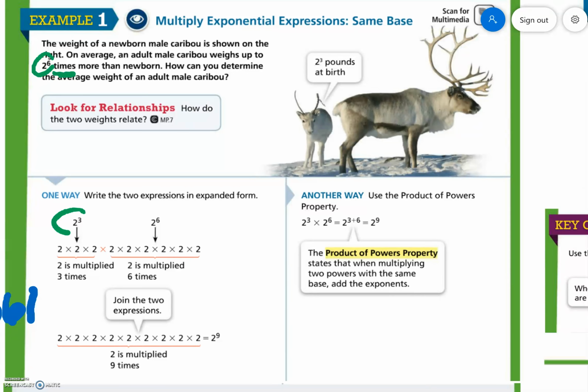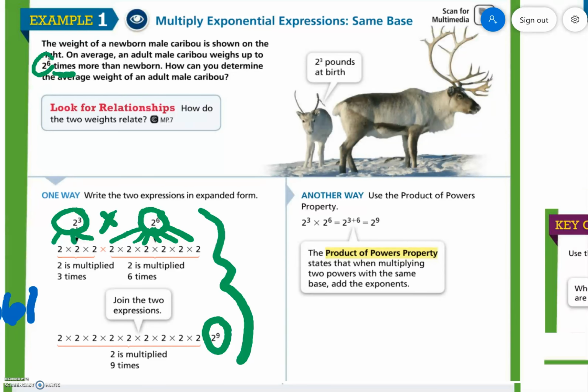So, first we have the weight of the baby. Then we have the weight that is times the baby to get to the adult. 2 to the third means we're doing 2 3 times. So we've got 1, 2, 3. 2 to the sixth means we're doing it 6 times. So if we join the expressions together, we're multiplying these two. We end up getting 2 to the 9th power because there are 9 2's. This is the long drawn out way. I'm totally okay with you using it.